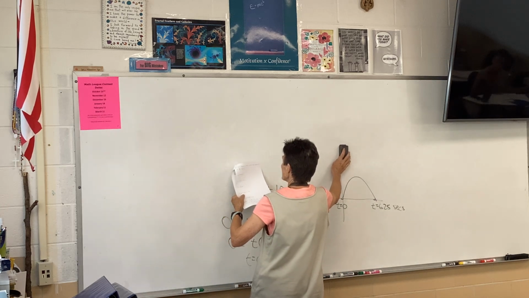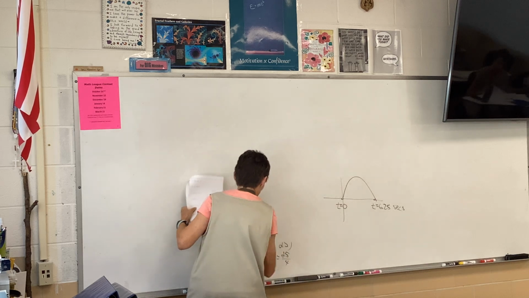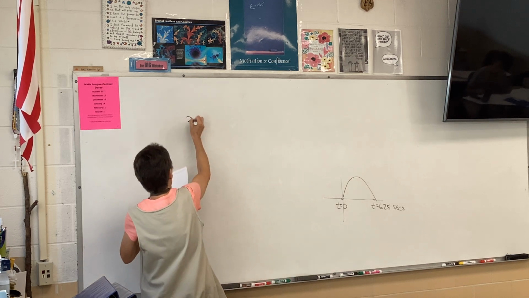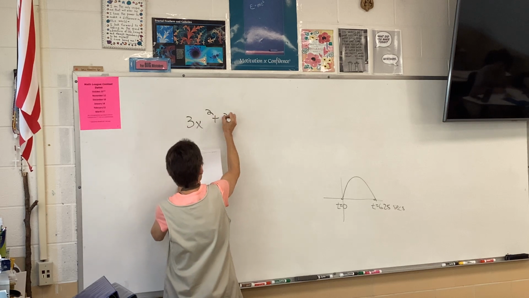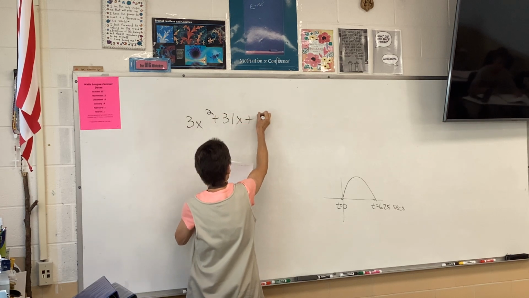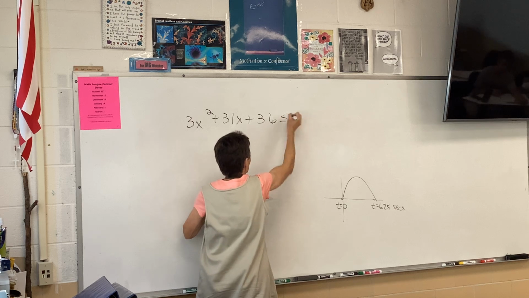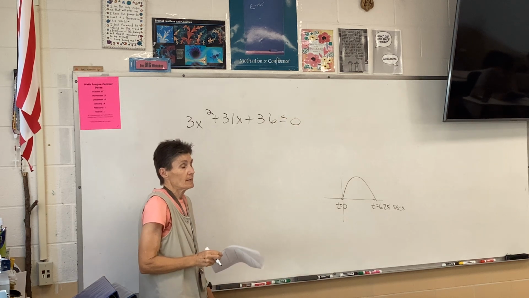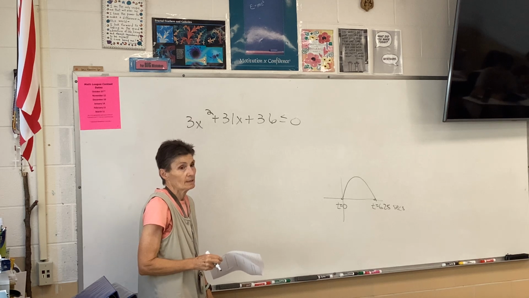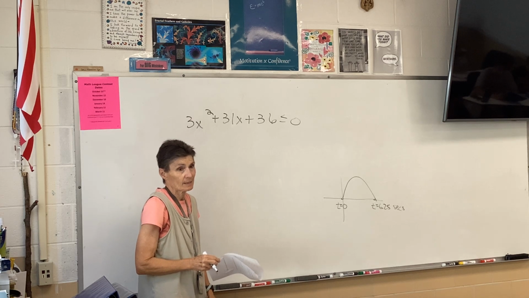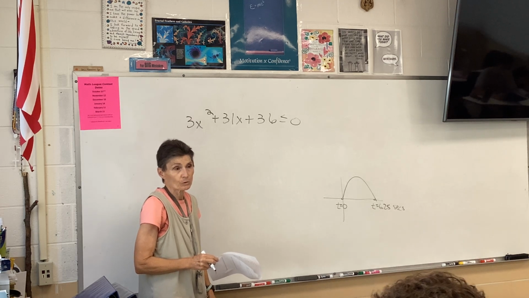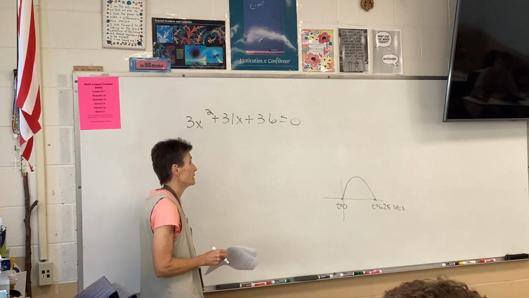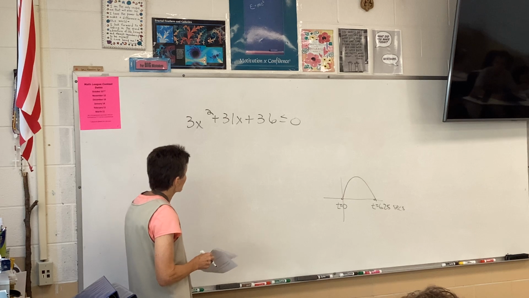All right, what do the directions say? Answer in interval notation. Okay. Here we go: 3x squared plus 31x plus 36. Remember, anytime you're solving a quadratic anything, you want to get it set equal to 0. Whether it's an equation or an inequality, you want to get it set equal to 0.